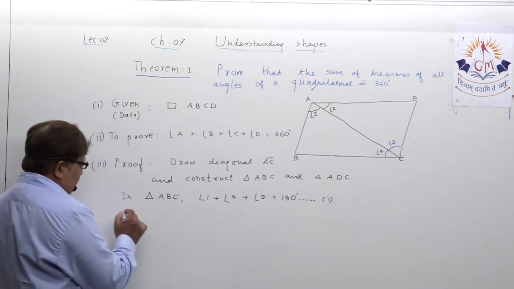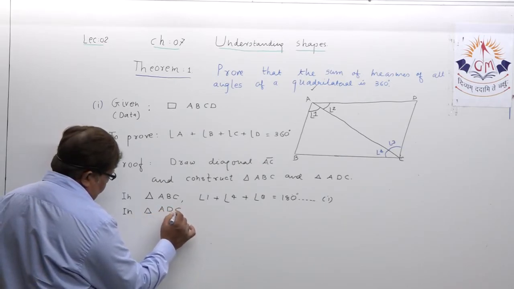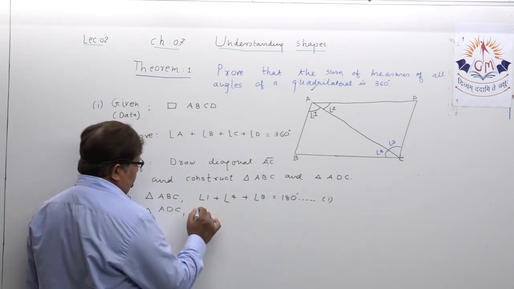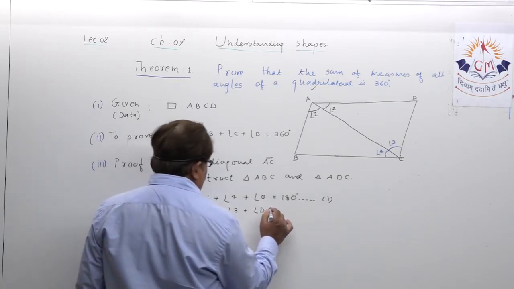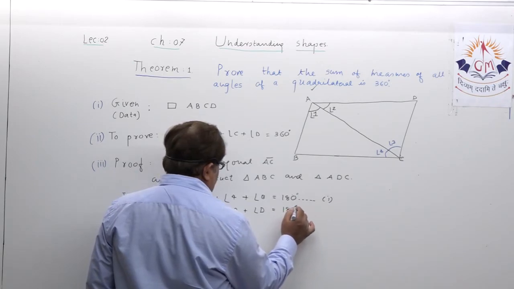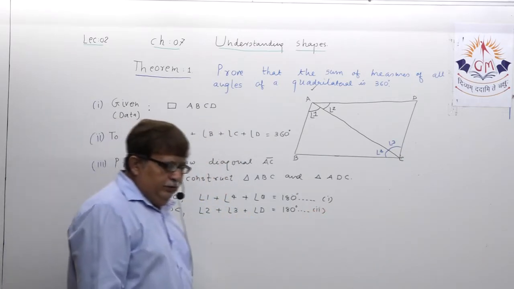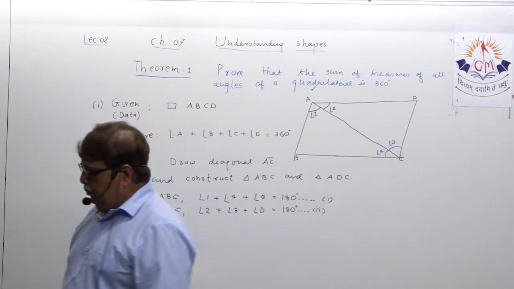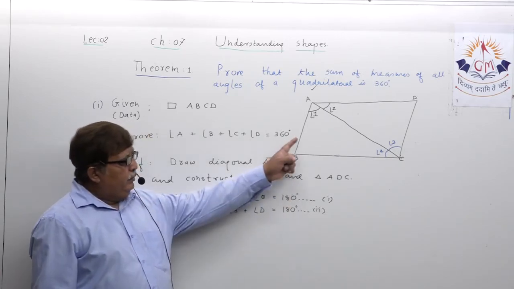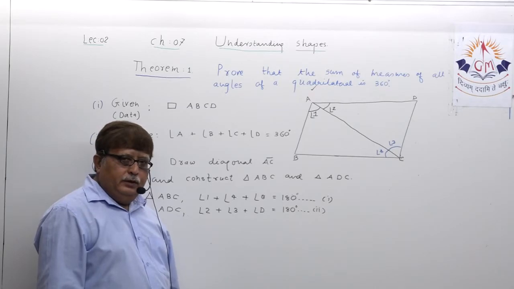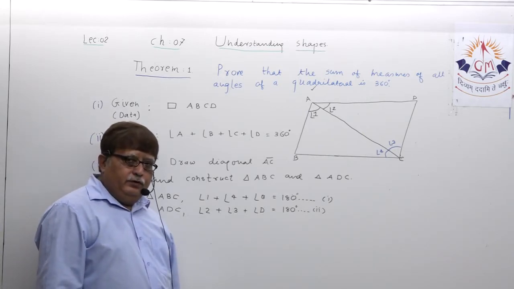Let us write it. In triangle, mention the name of the triangle. In triangle ADC, angle 2 plus angle 3 plus angle D equals 180 degrees. Result number 2. So, dear student, if you want to prove this theorem, first you have to derive two results. First, concerning triangle ABC, and second, concerning triangle ADC. Okay, so first we got it.